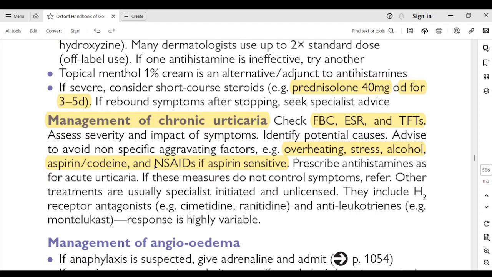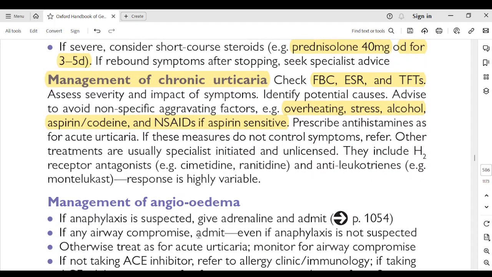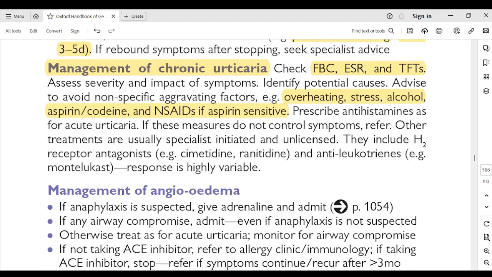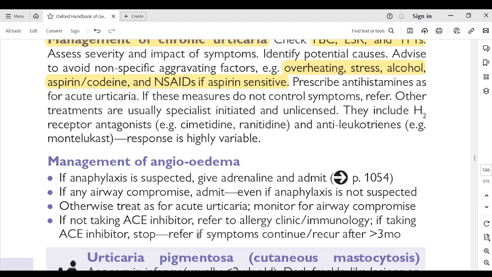Prescribe antihistamines as for acute urticaria. If these measures do not control the symptoms, refer. Other treatments are usually specialist initiated and unlicensed. They include H2 receptor antagonists like cimetidine or ranitidine and anti-leukotrienes, for example montelukast. Responses are highly variable.